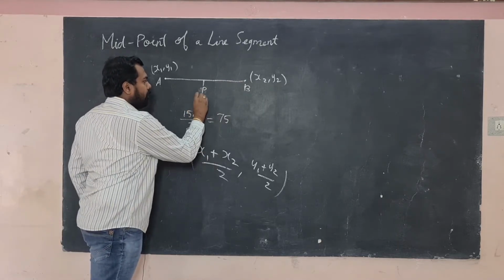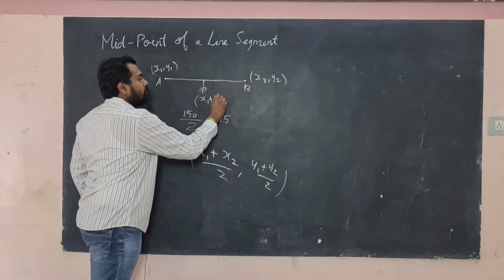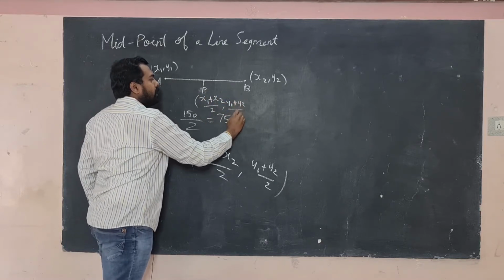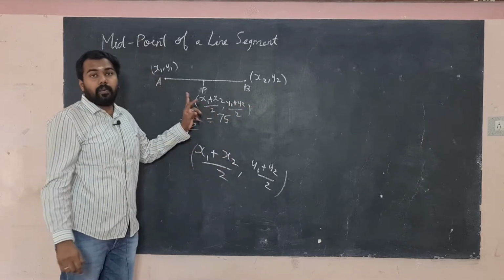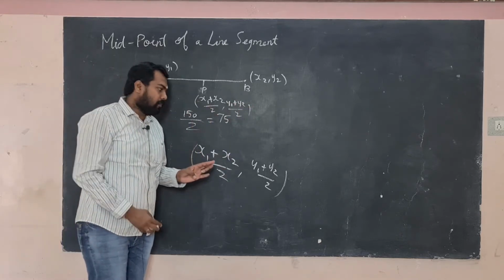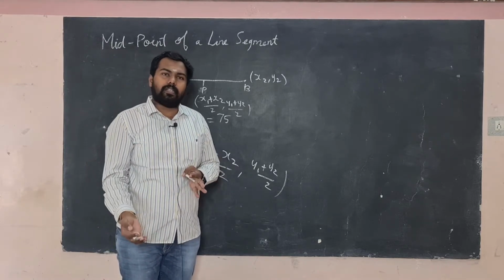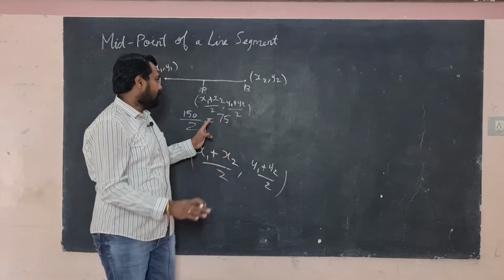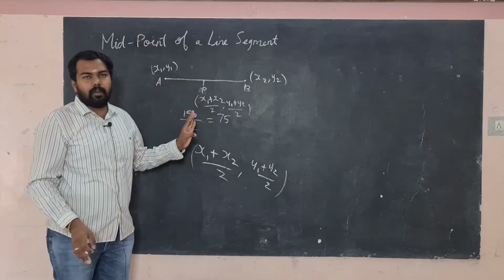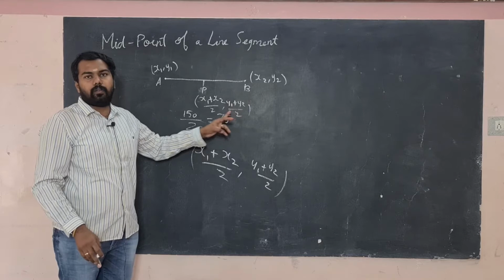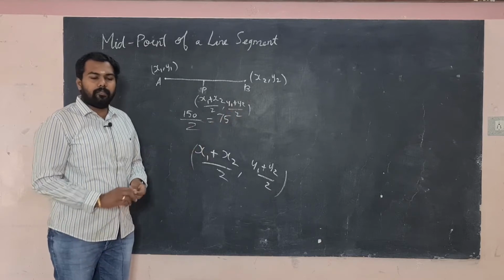So this point P is denoted by x1 plus x2 by 2 comma y1 plus y2 divided by 2. So this is the formula. We need not know how the formula was derived, it is easy. Remember this formula, x1 plus x2 by 2 comma y1 plus y2 by 2. This is the midpoint formula.